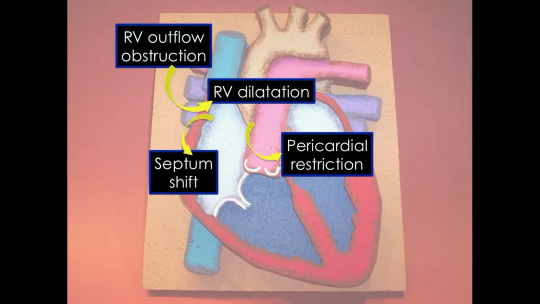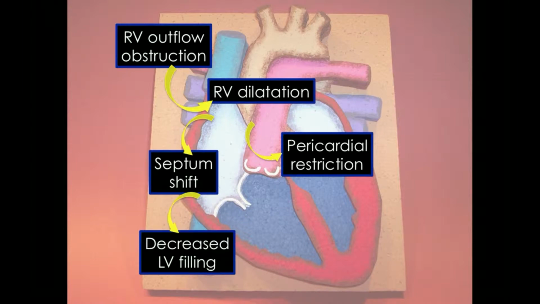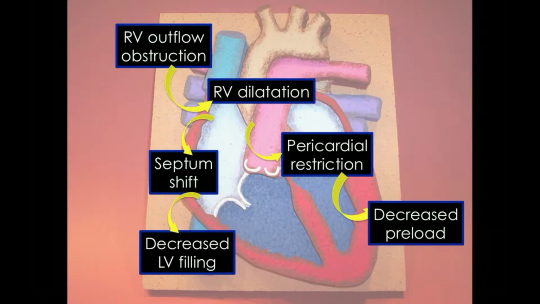First, the RV dilation produces a septum shift to the left. And second, as the right ventricle is used to functioning with lower pressures, now that it's huge, there's important pericardial restriction, so it can't grow anymore. The septum shift leads to decreased left ventricular filling, and the pericardial restriction causes our preload to go down. Both of these things explain the decreased left ventricle volume and the shock state that the patient is showing.